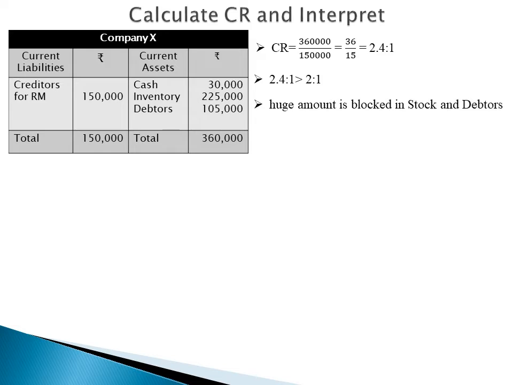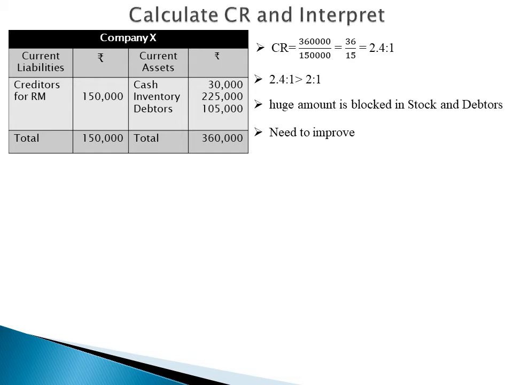Now stock may contain slow moving and obsolete inventories which are not easily convertible into cash, and debtors also may contain doubtful or slow paying debtors. So here we can say that the company has to undertake corrective measures to improve its liquidity position. Now here you can talk about liquidity position more clearly after learning liquidity ratio, and about quality of stock and debtors you can talk more clearly only after knowing stock velocity and debtors collection period.